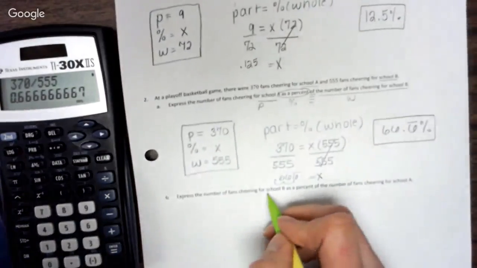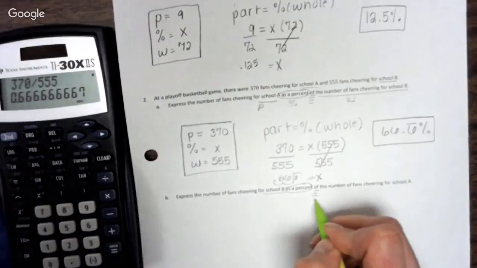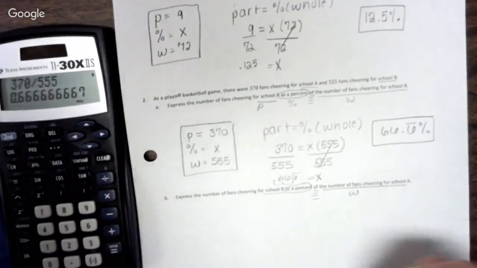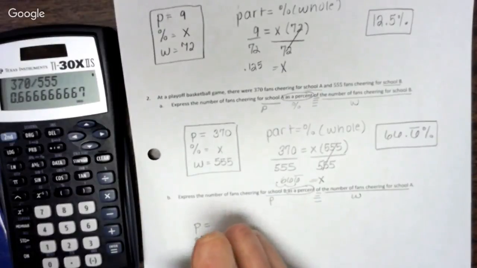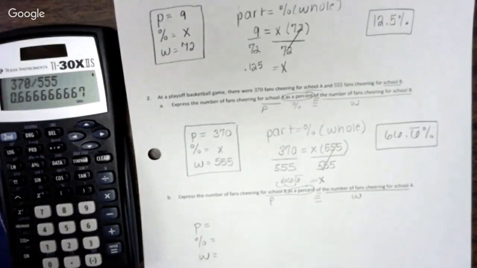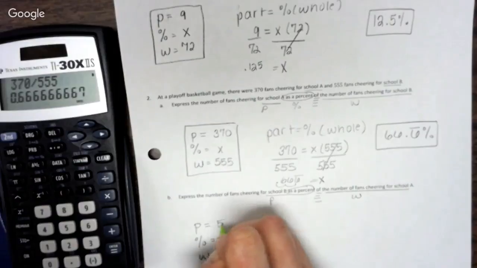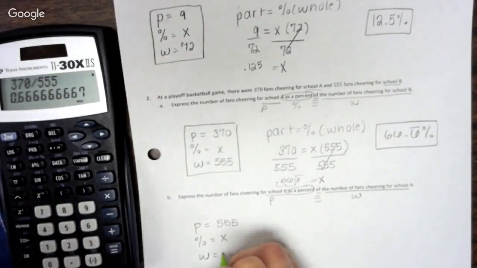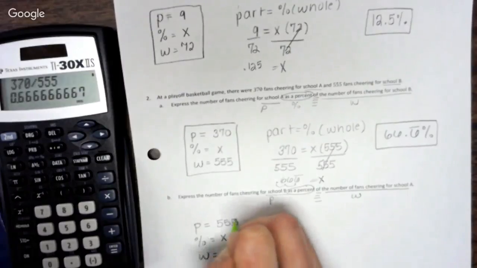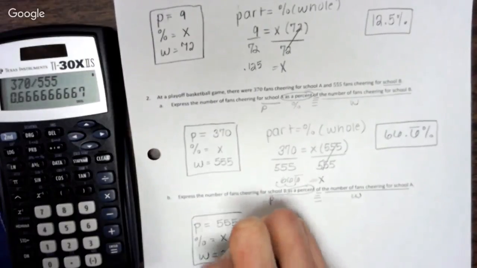All right, express the number of school B as a percent of school A. So the "of" is the whole by default. The other one, school B, is the part. So let's set up our cheat sheet. Part would be school B, which is 550. Your percentage is X. And school A now becomes your whole.